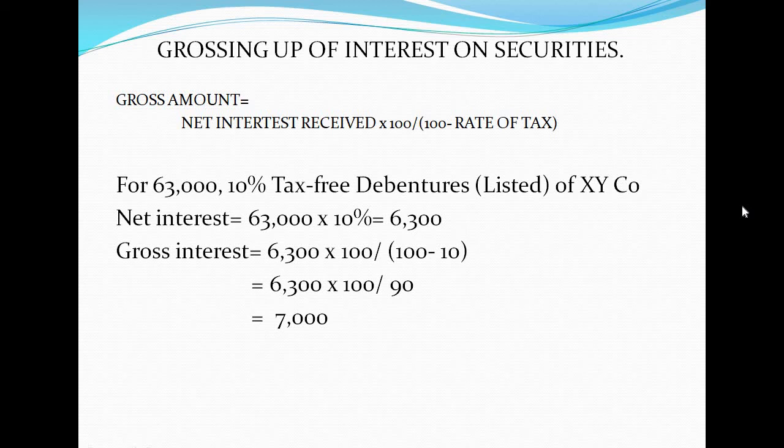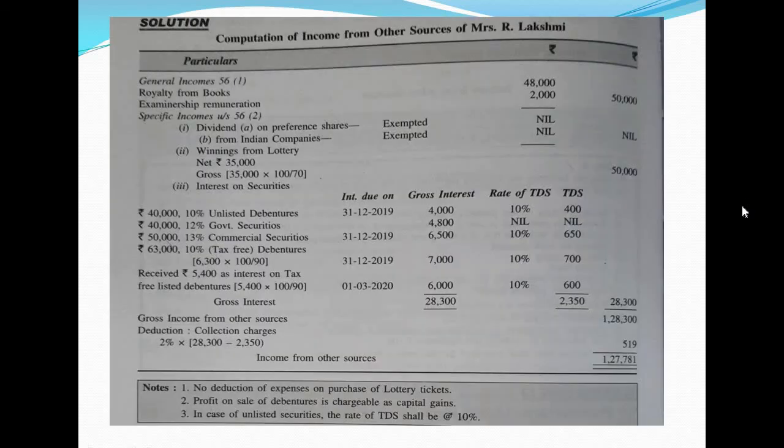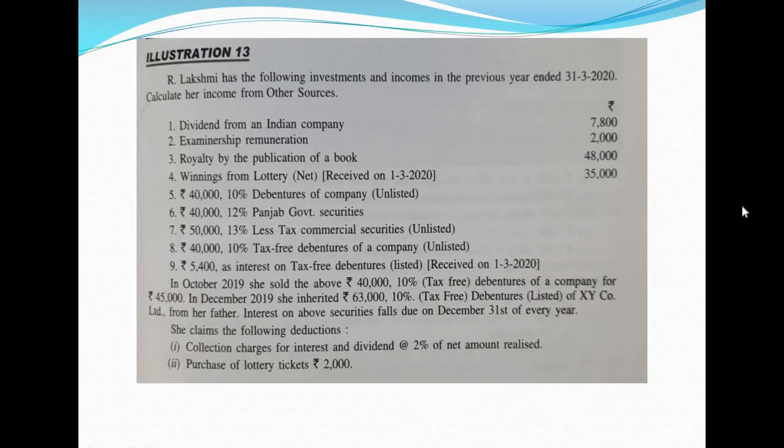If you have to gross it up, you take the net interest. So the net interest is 6,300 into 100, then divided by 100 minus 10. From the above formula, the gross amount is the net interest received into 100 divided by 100 minus the rate of tax. The rate of tax here is 10%, so 100 minus 10 will get 90. So the gross interest will be 6,300 into 100 divided by 90. So the gross interest is 7,000. That is why, if you look here, the gross interest on the 63,000 10% tax-free debenture is rupees 7,000. Then we also have the last one, that is point number 9.